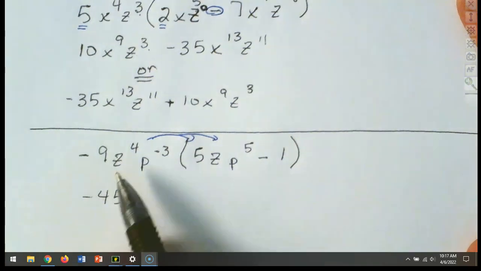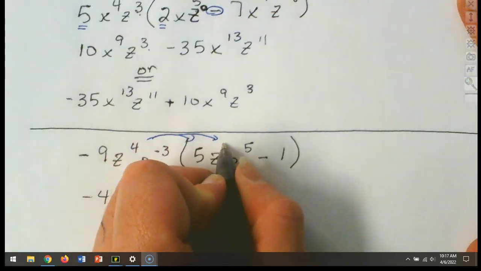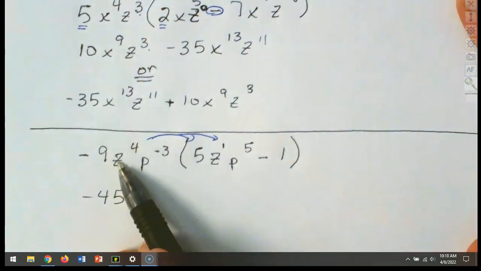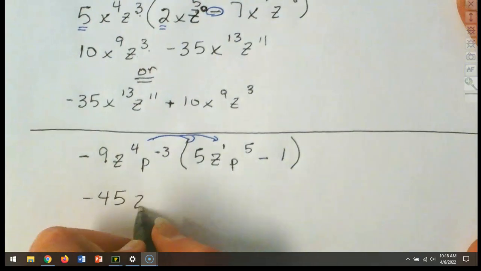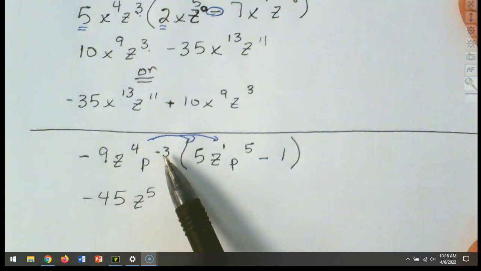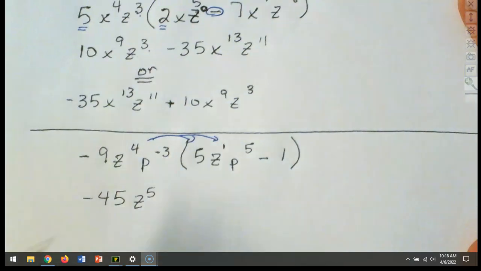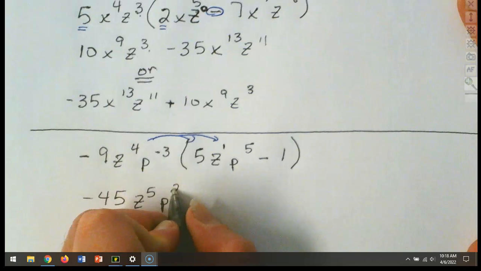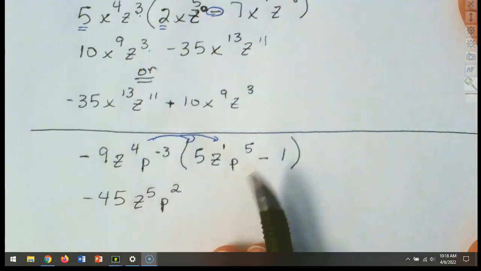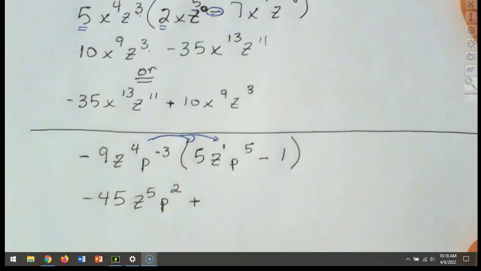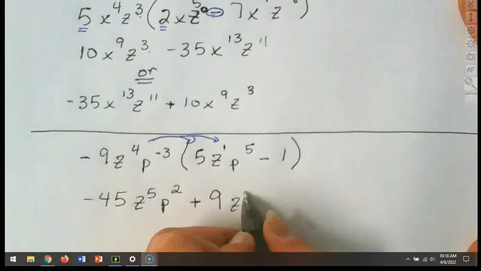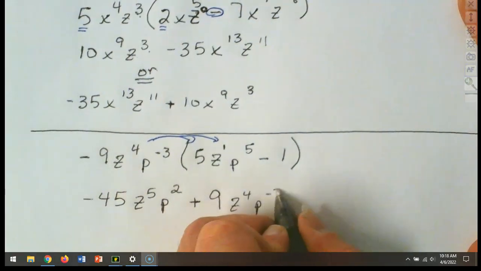Let's collect our z's together. Remember, if there's no number here, that's like a z to the first. So there's actually a 1 there. We don't write it, but it's there. So there's 4 of them. Add 1 more makes it z to the fifth. What about the p's? How many of these do we have? We have minus 3 plus 5. That makes it a p to the second power. And then we distribute through the negative. So negative times a negative makes it a positive. Okay, and then we've got a 9, z to the fourth, p to the negative third.